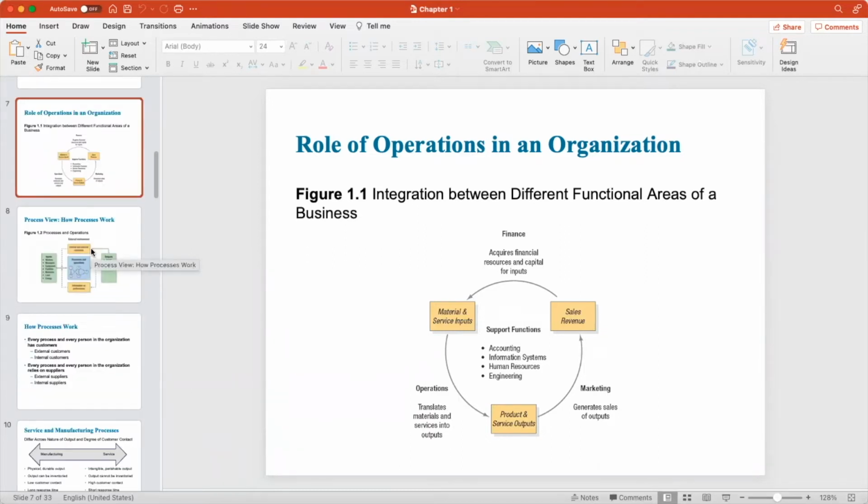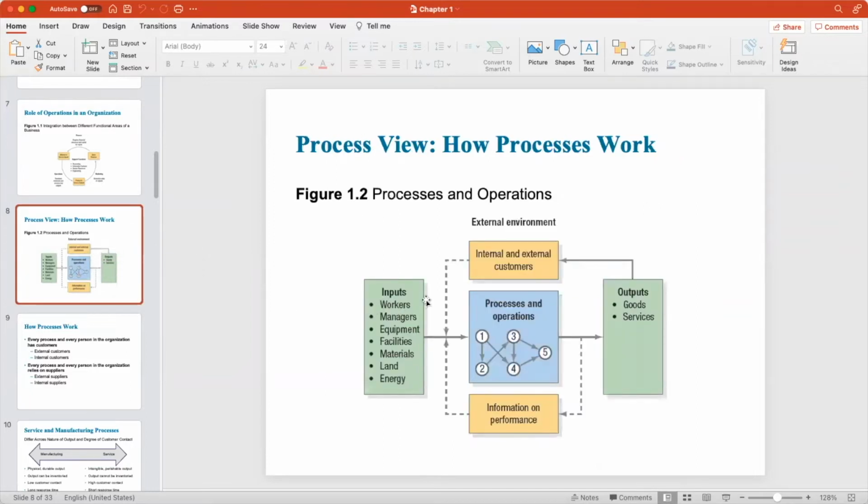Now, let's continue. If we go back to the operations process, exactly as I just mentioned, you can clearly see that the most important things are, at this side, the inputs, and then we go through the operations process in order to get the outputs. And what are the common elements of the inputs? Of course, workers, managers, equipment, facilities, materials, land, energies. All these are necessary for you to finally achieve the outputs. These can be included within the input.